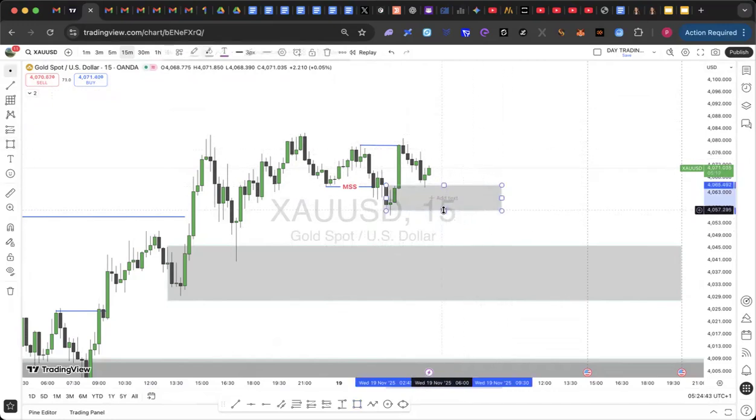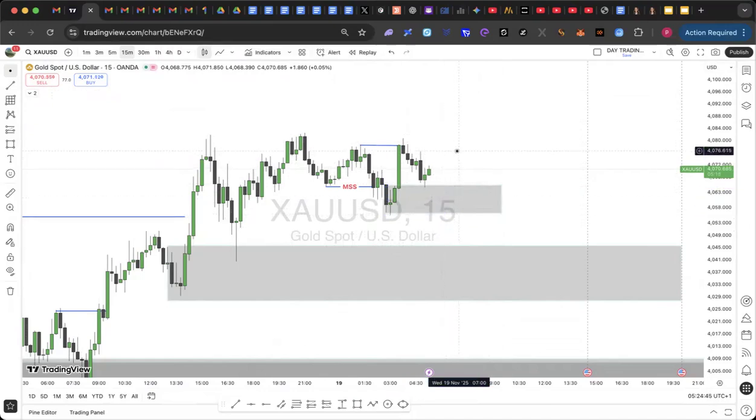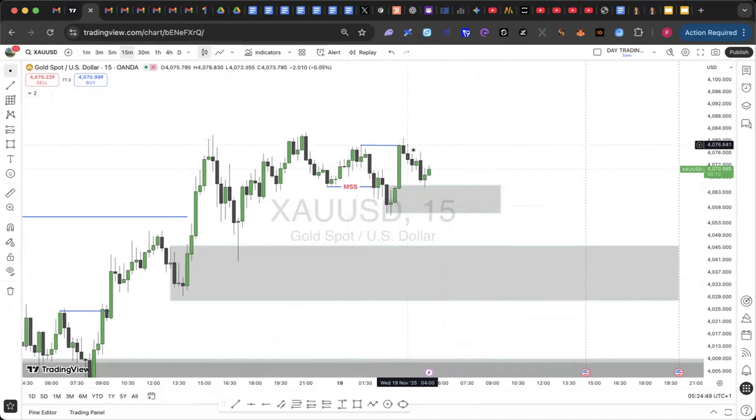Are you getting it now? Now it's a bit complex. So you have an origin there. Here was a stop hunt. It hunted this high and then stopped down.